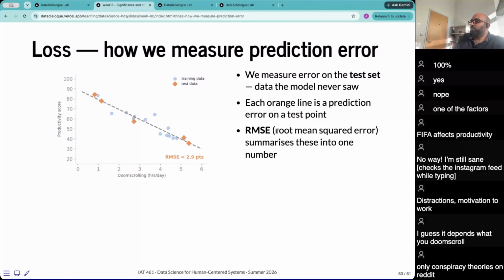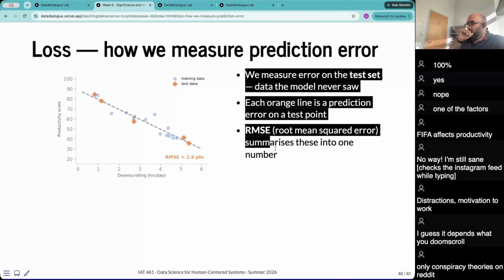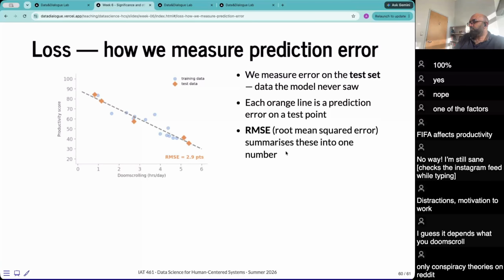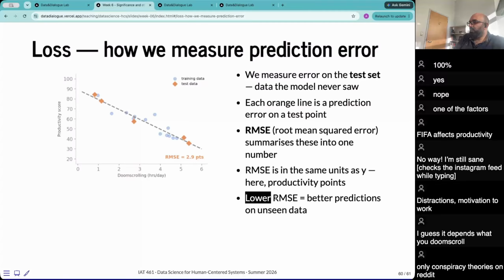And you use root mean squared error. In the model lecture, I've shown you how these are different. You use this to combine the errors into one number. It's in the same units as the y here, so this is productivity points. The lower the root mean squared error, the better predictions you have on unseen data.